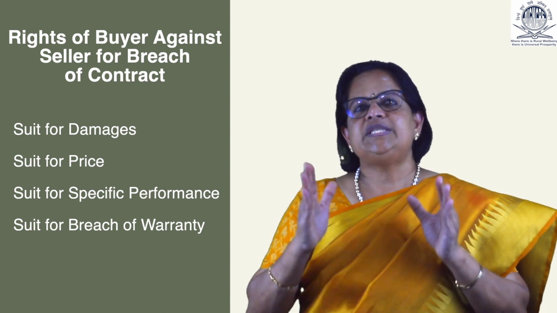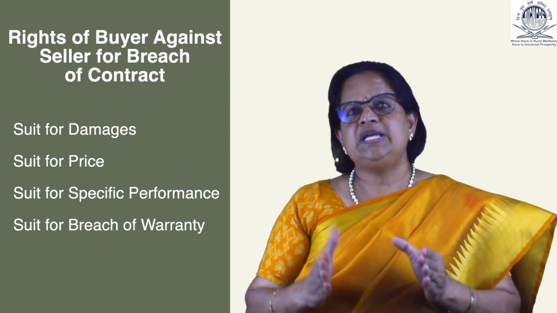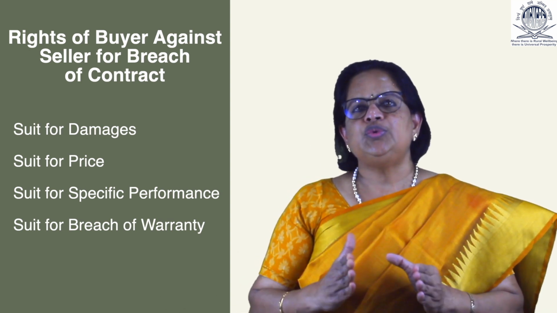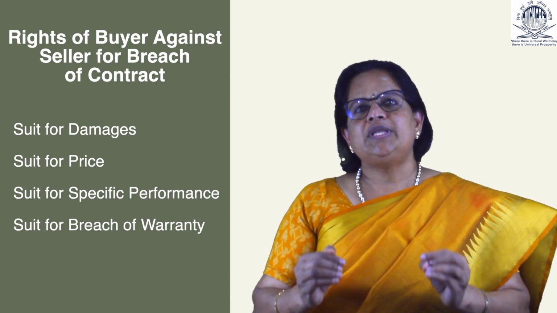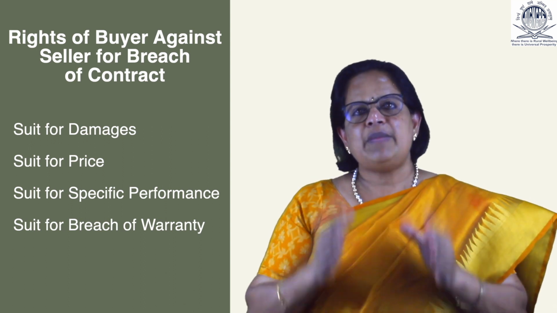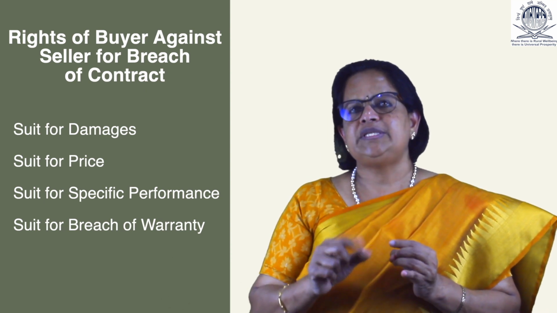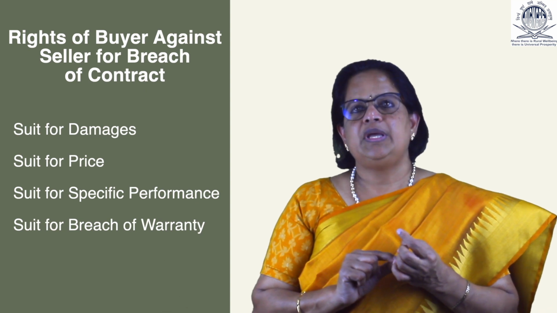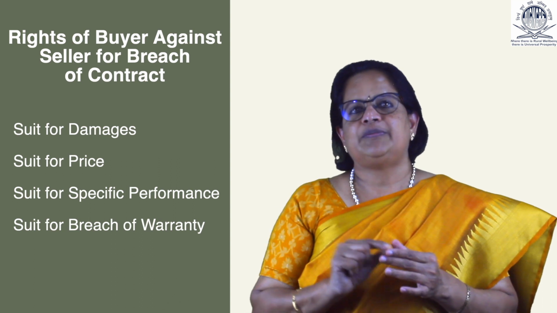The first right is the right to sue for damages. If the seller wrongfully neglects or refuses to deliver the goods to the buyer, then the buyer can sue the seller for damages for non-delivery. Now, what are the criteria for calculating damages? In this case, damages are calculated as contract price minus market price at the time when the goods ought to have been delivered. If no time was fixed, then at the time of refusal to deliver.